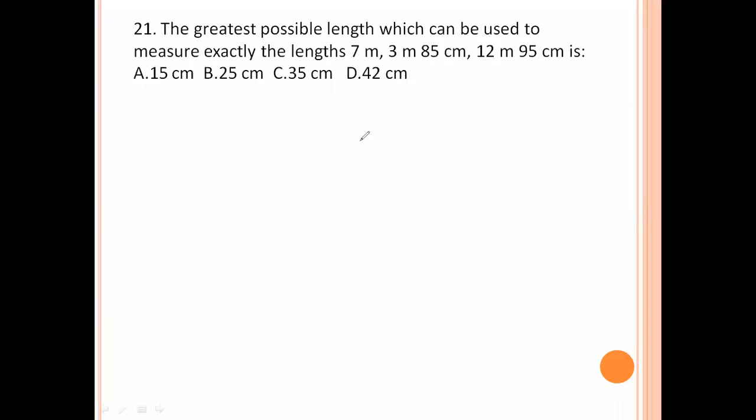The greatest possible length which can be used to measure exactly the lengths 7 meters, 3 meters 85 centimeters, and 12 meters 95 centimeters is? So the greatest possible length which can be used to measure exactly the lengths. So 7 meters means 700, 3 meters 85 centimeters is 385, 12 meters 95 is 1295.